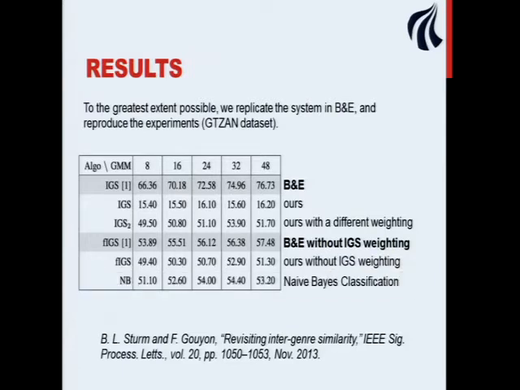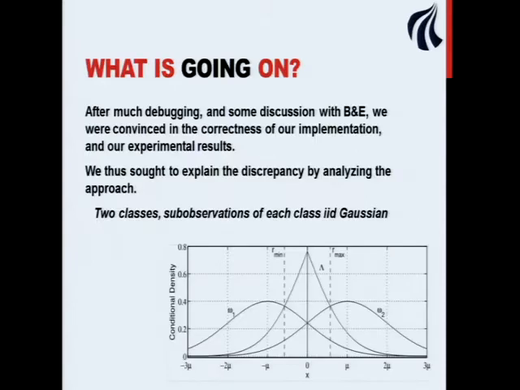And when we just run naive Bayesian classification on it, we're able to bump it up quite a few points on most of them. So this was strange. We did a lot of debugging. We had conversations with the authors that were very helpful. We were convinced in the correctness of our results, so we decided to sit down and actually analyze the problem.